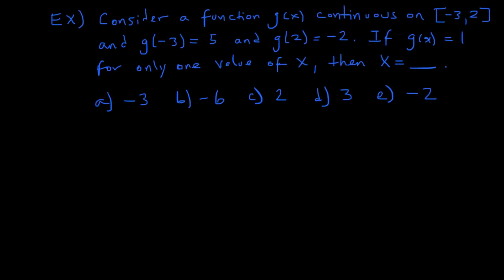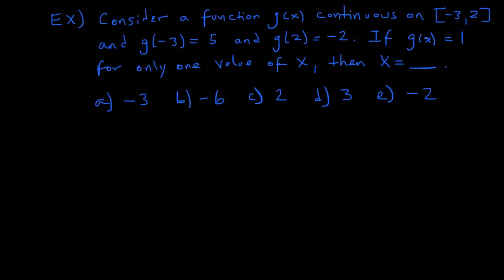Here's an example I wanted to review with you guys that might help you with the test. So I'm just going to read the question. Consider a function g of x continuous on the closed interval -3 to 2. And g of -3 is equal to 5 and g of 2 is equal to -2. If g of x is equal to 1 for only one value of x, then x equals, and we have the multiple choice selections.